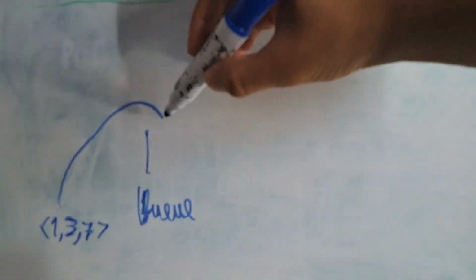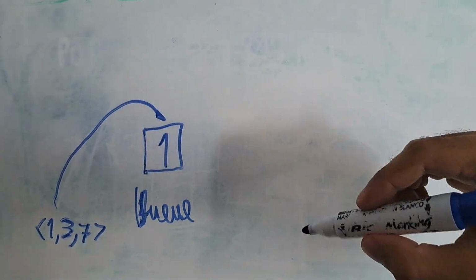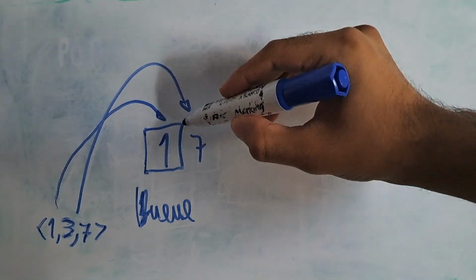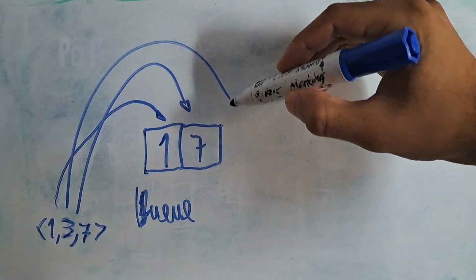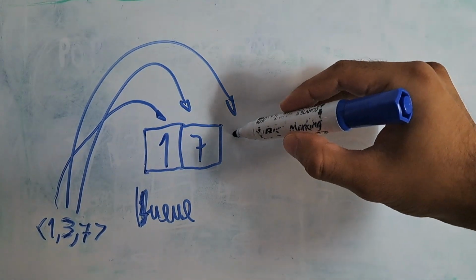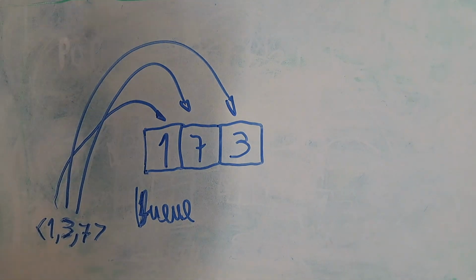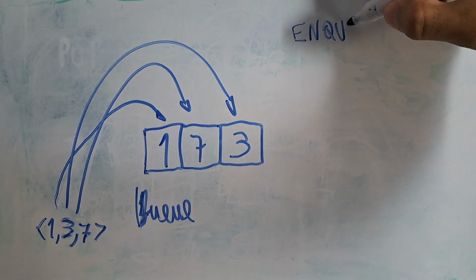So now we have a queue data structure, and imagine that we wish to insert numbers from a given set. Let's insert number 1 and then number 7, then number 3. And what we're doing here is the enqueue method.